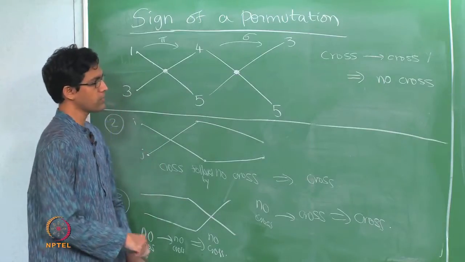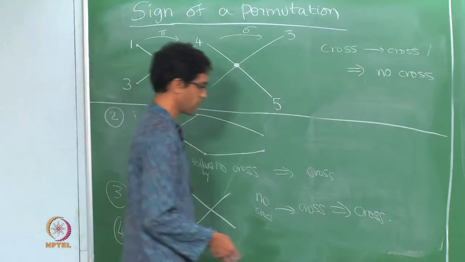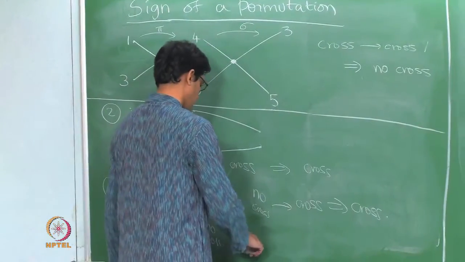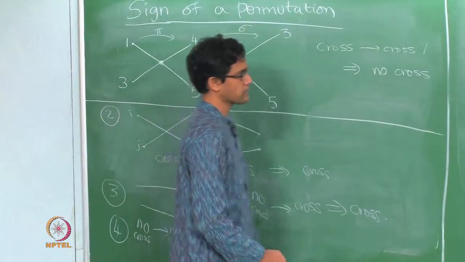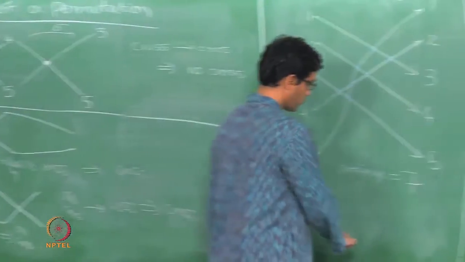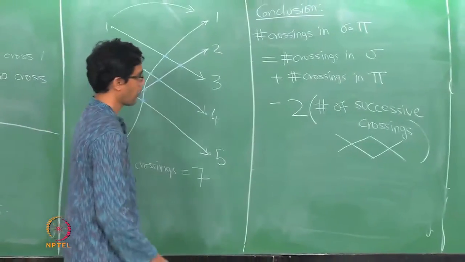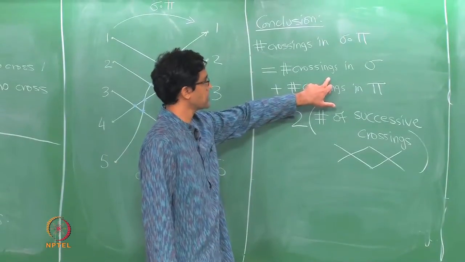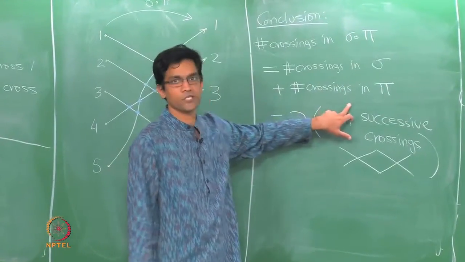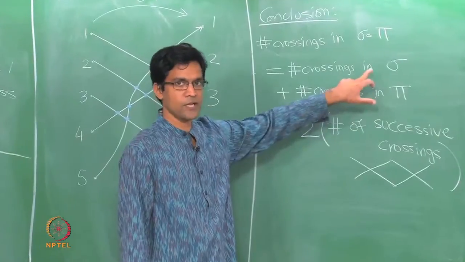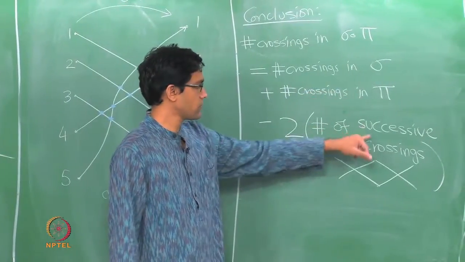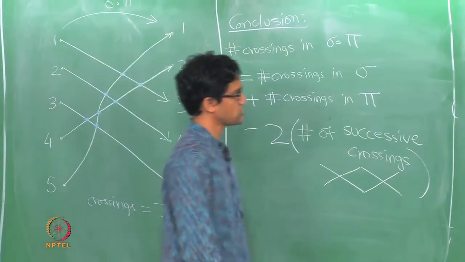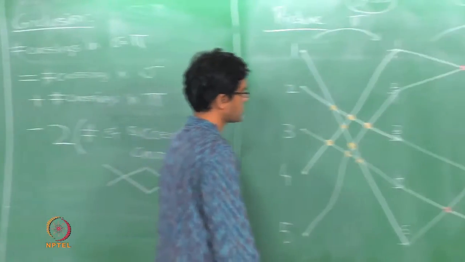Now, what we will do here is just check that this works fine in our example. So let us look at the diagram and try to figure out how many configurations. What do we need to do? We know the number of crossings in sigma is 3, the number of crossings in pi is 8. So 8 plus 3 is 11. Let us count the number of successive crossings in this diagram. Where can you get a successive crossing?